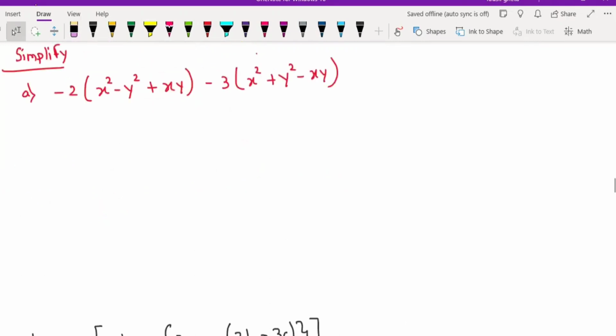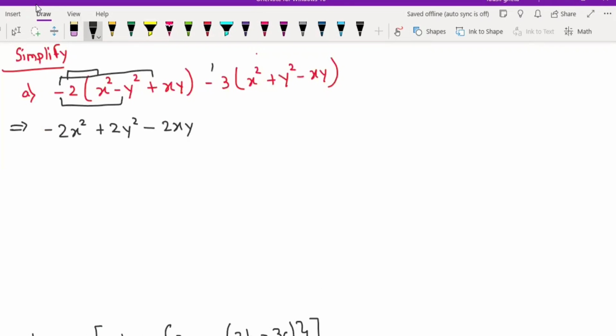The next one. As you can see, they're asking us to simplify. Let us simplify. So you can see both the expressions are under the bracket, and outside the bracket they give one numerical. So we're gonna multiply that numerical to all the terms which are under the bracket. It is minus 2 into x square will give it as a minus 2x square. This minus into minus will give it as a plus 2 into y square will give it as a 2y square. Next, minus 2 into plus will give it as a minus 2 into x is 2x. The next, minus 3 into x square is minus 3x square. Minus 3 into plus y square is minus 3y square. Minus 3 into minus x will give it as a plus 3xy.